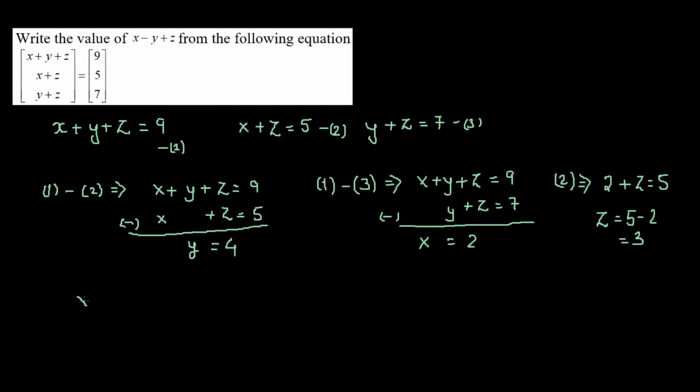So let's find out the value of x minus y plus z. So this will be x is 2, negative 4 plus 3. So 3 plus 2 is 5, 5 minus 4 is 1. So that is the value of x minus y plus z. Let's go to the next one.